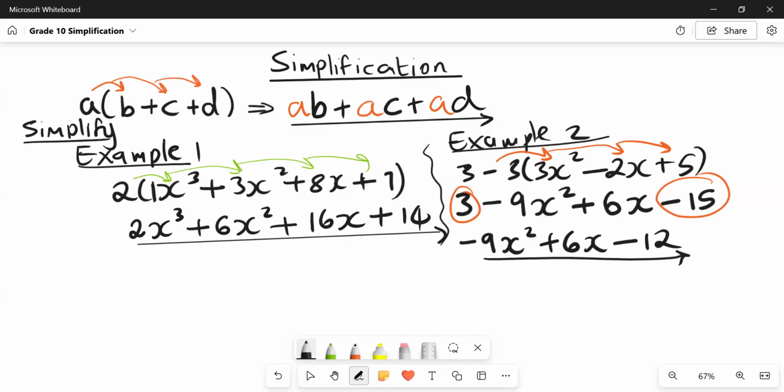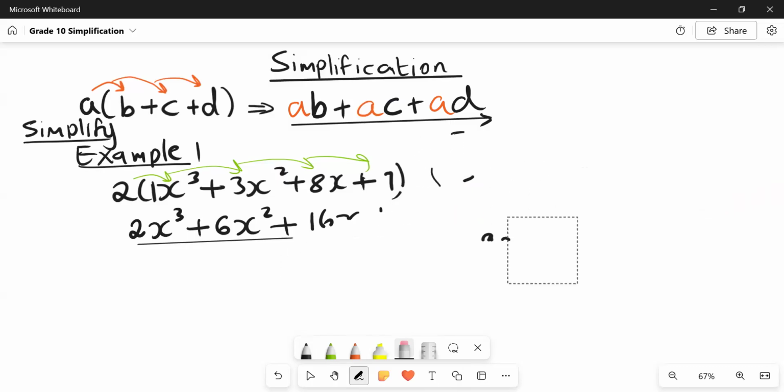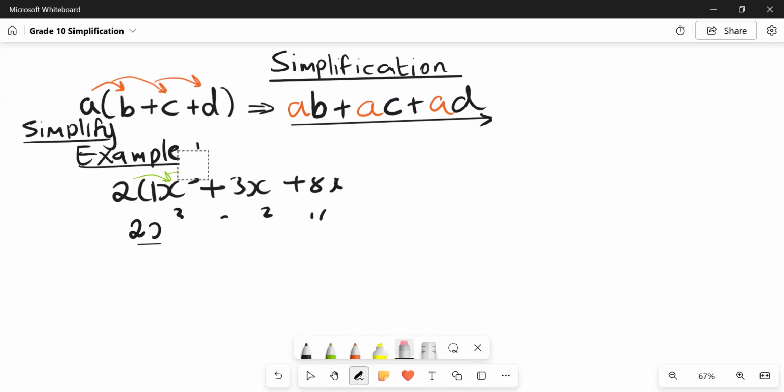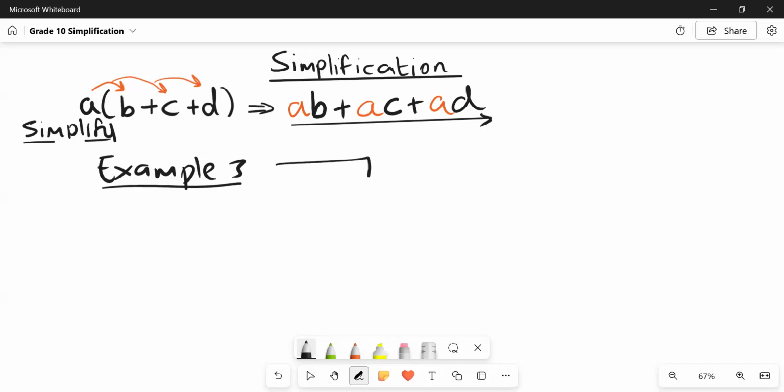We're done. Now we have to move to example number 3. Let me try and create some space, guys, quickly. We're still simplifying under the distribution law. So for example number 3, they are trying to give us something interesting. Okay, let me try and write it here.